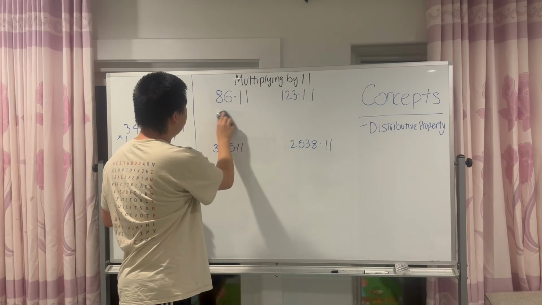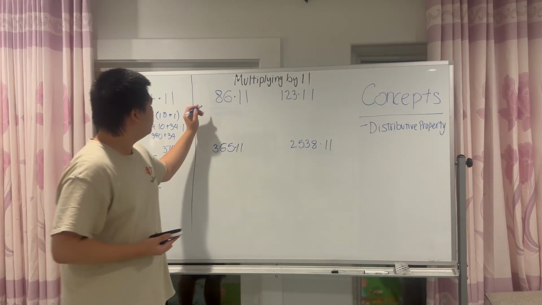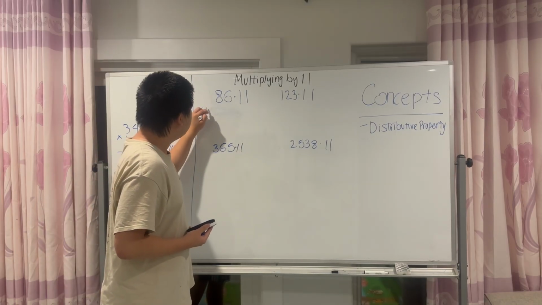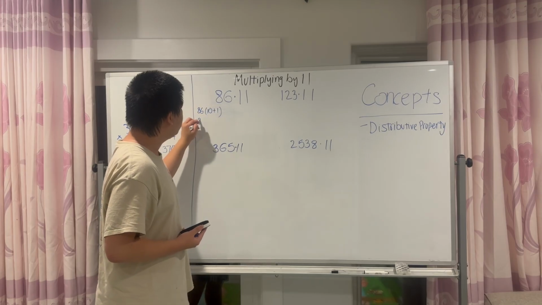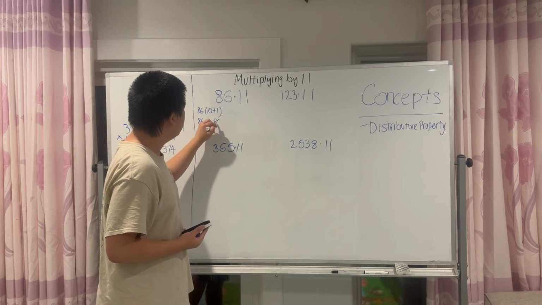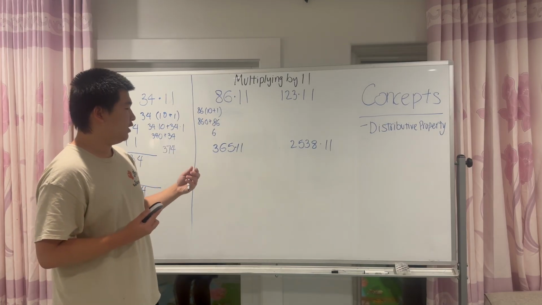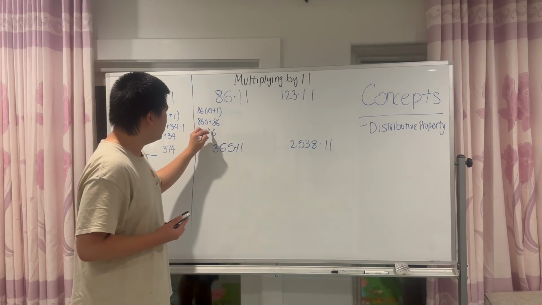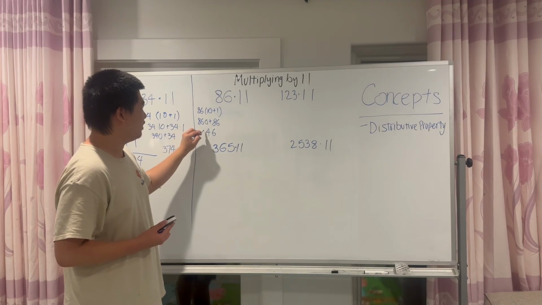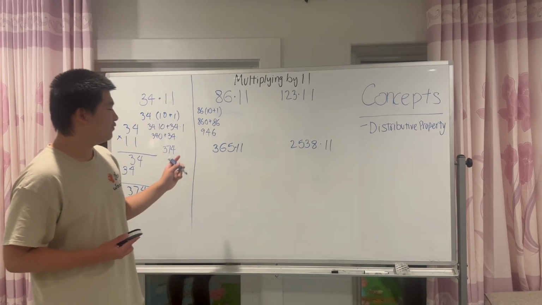So if we wanted to do 86 times 11, I'll just show you right now using the distributive property again. It's 860 plus 86. And then we can see that when we try to add the 6 and 8, we'll get 14, but it's 14 tens. And so this is going to be like a 1 that carries over into the hundredth digit. So the answer is 946.